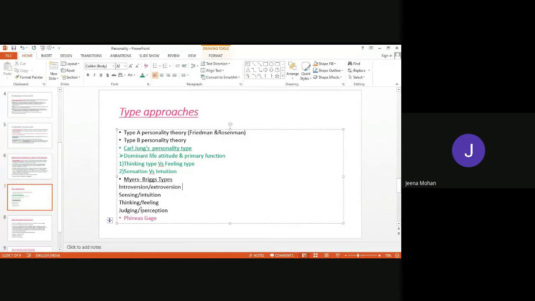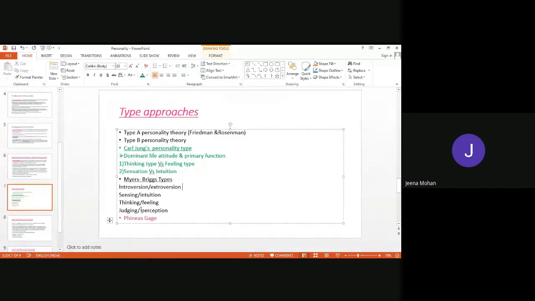And the next category is perception. There are a group of people who prefer to go with the flow. They maintain flexibility, and at the same time, they respond to things as they arise. They take things as they come. So that is called the perception style.